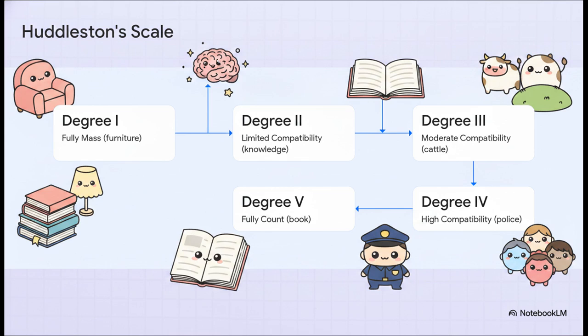Degree 3 shows moderate compatibility, representing aggregate nouns like cattle that take plural verbs even though they lack plural morphology. Degree 4 is high compatibility, covering collective nouns like police that consistently behave as plurals. And finally, degree V, fully count. These are your standard nouns like book that happily accept all singular and plural syntactical markers. This whole continuum proves countability is fluid and highly nuanced.